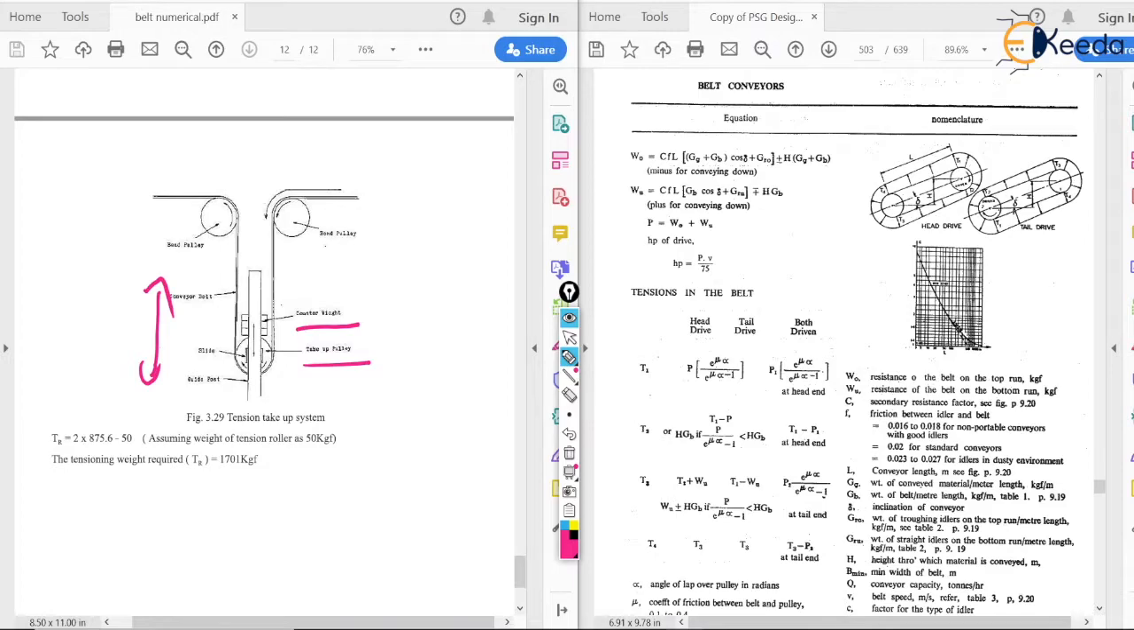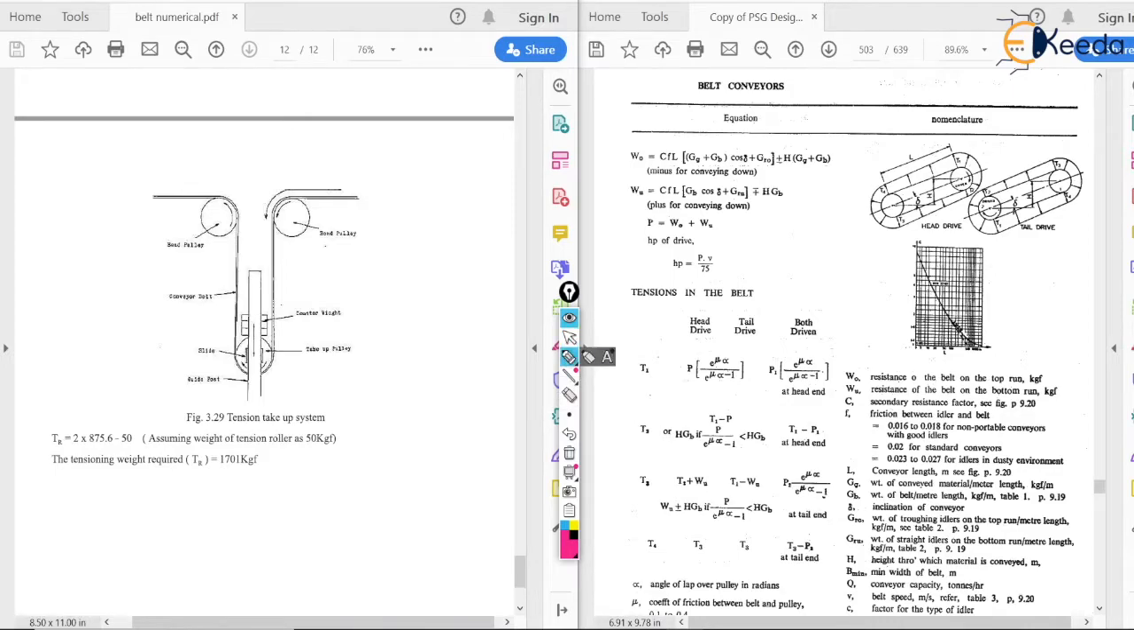Okay, now for getting the weight we can calculate simply the tension. It is 2 times T2 minus T_TR. Now T2 we have already done with this, and T_TR we are going to assume, that is 50 kgf. Now here the tensioning weight required is 1701 kgf as per the calculation. So this much weight is required for tension take up unit or tension take up system.